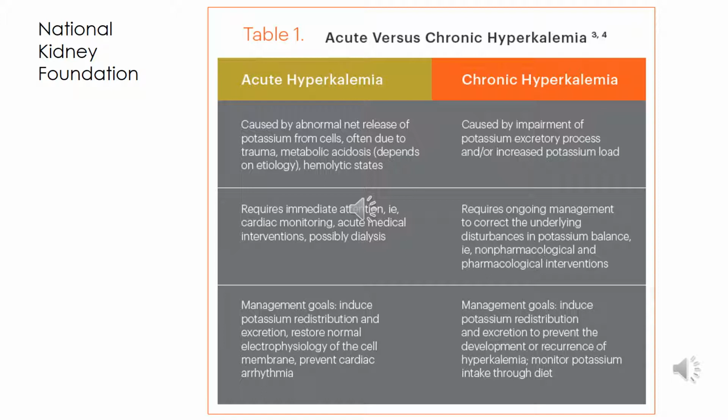Hyperkalemia can cause life-threatening arrhythmias. End organ effects of hyperkalemia are more significant if the hyperkalemia develops quickly, and we know that holds true for many things like anemia. If that happens quickly, it's more concerning. Life-threatening hyperkalemia occurs most commonly when there is acute on chronic kidney disease.